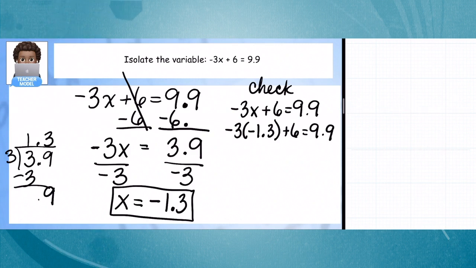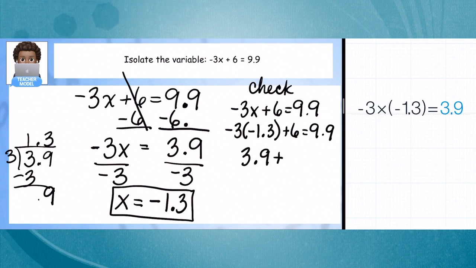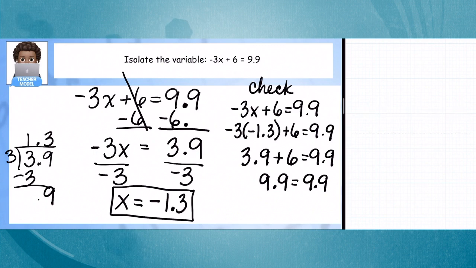And now we're going to multiply what is negative 3 times negative 1 and 3/10. And we're going to get positive 3.9. And 3.9 plus 6. Yes, if you add those together, you are getting 9 and 9/10 is equal to 9 and 9/10. And again, if you need confirmation, here we go. It is equal to 9 and 9/10. So this is correct. Hit pause so you can jot this down into your notes.